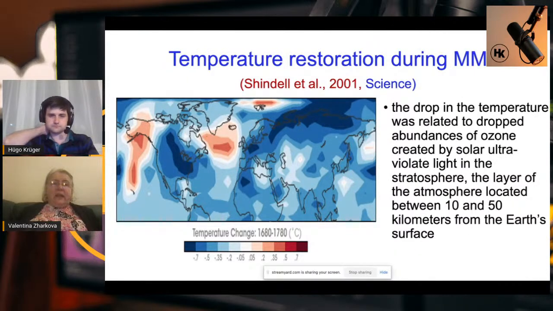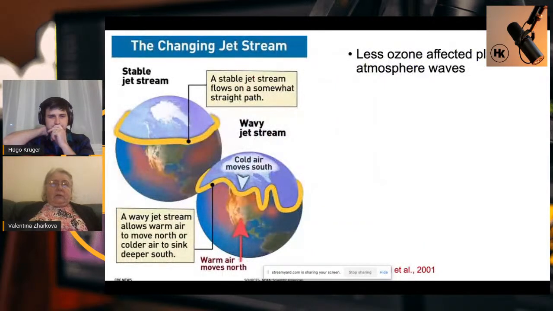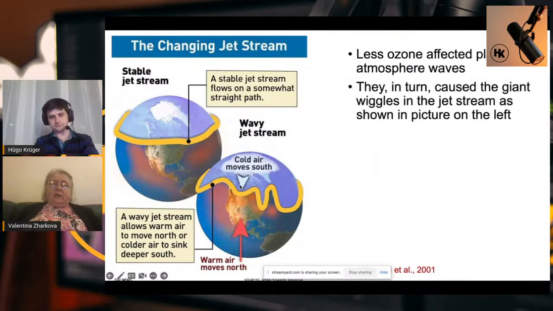What they reckoned was that the drop in temperature was related to the dropped abundances of ozone created by reduced solar ultraviolet light in the stratosphere, and what it caused. So less ozone causes planetary atmospheric waves. These are jets. They create giant wiggles of jet streams, shown in the pictures. This is what we observed this year. We observed the jet stream before Christmas. Remember, we had 2 weeks of frost in the UK.